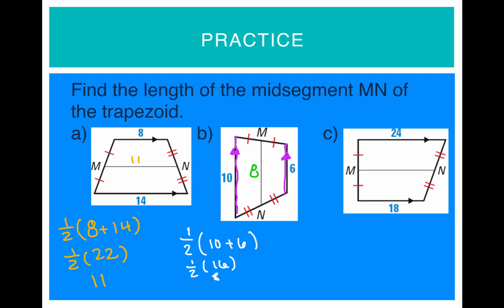Last one, our two bases are 24 and 18. So our calculation is going to be 1/2 times 24 plus 18. Well, 24 plus 18 is 42. 1/2 times 42 is equal to 21. So this right here is 21.